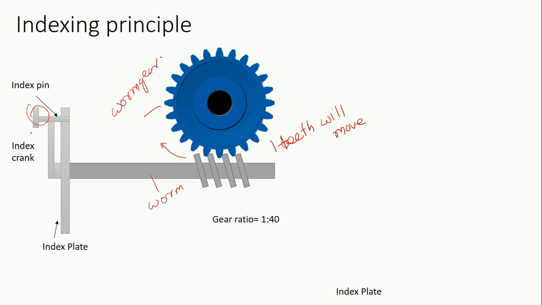Then what this means is that we have to make 40 rotations of the crank to make a complete circle of the worm gear. Our job is fitted with the worm gear, meaning with this center our job will be fitted. So when we rotate the index crank, our job will be rotated. If we want to move half of the teeth, then we have to rotate half of the index crank. This way we can rotate the job by rotating the index crank.